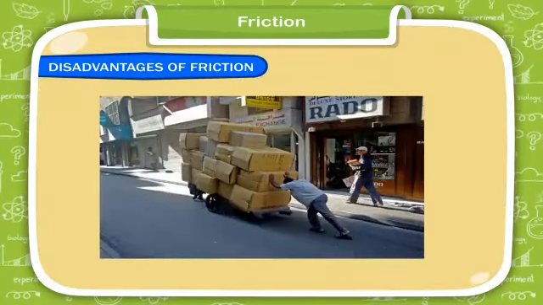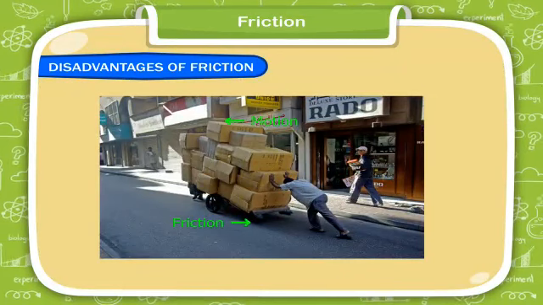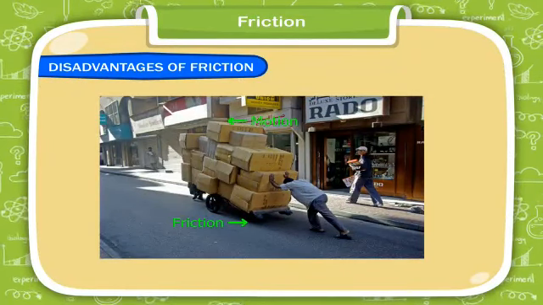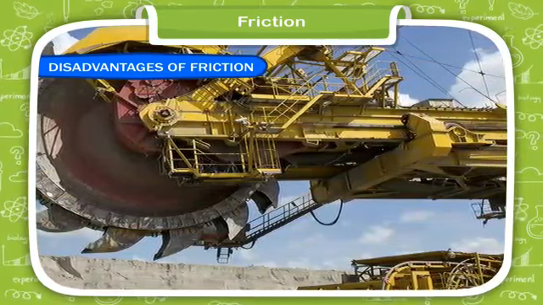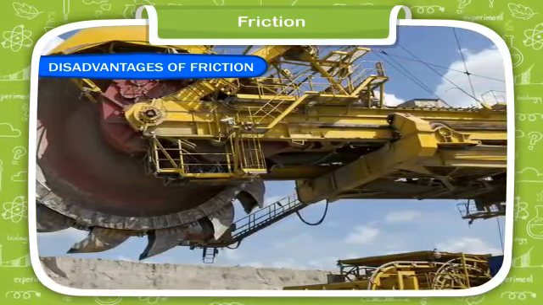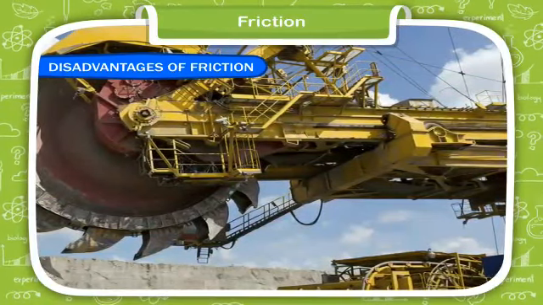3. Friction causes wastage of energy. The frictional force between the various parts in a machine produces a lot of heat and noise at the cost of mechanical energy. Hence, there is a loss of energy.